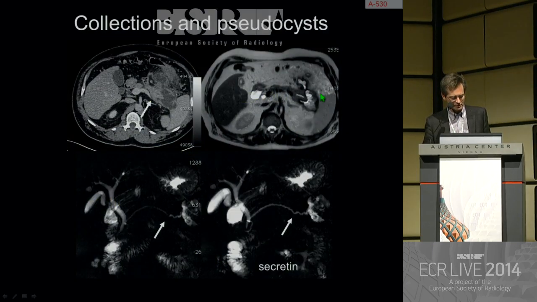You have this fluid collection in the tail of the pancreas. Without hormonal stimulation, you have a gap here in the main pancreatic duct. So this is important. This is a disconnected duct with a collection in the tail. But if you inject secretin, you can solve this problem very elegantly. And this is important for the endoscopic management of these kind of situations.